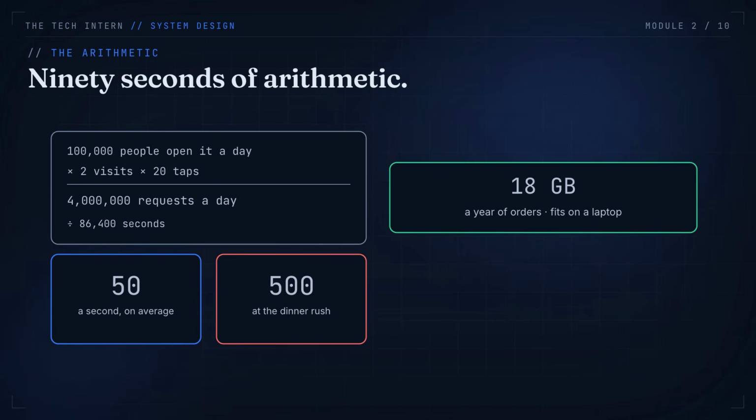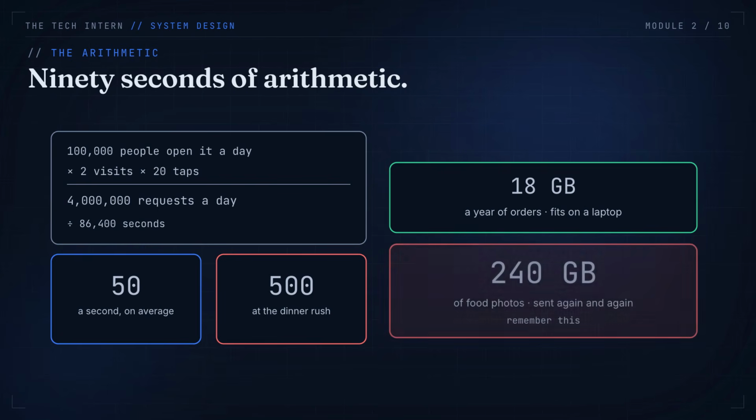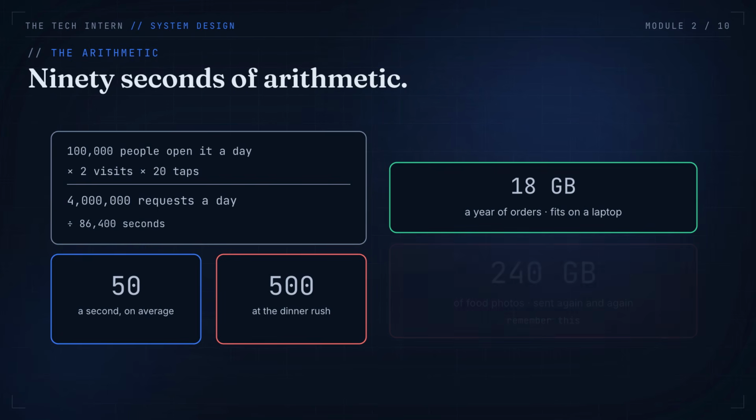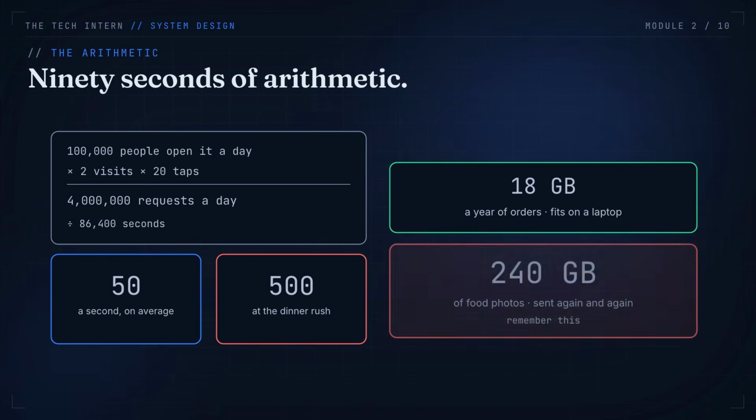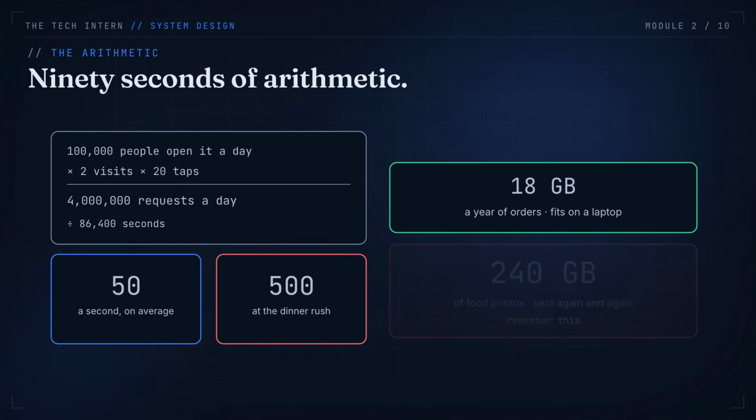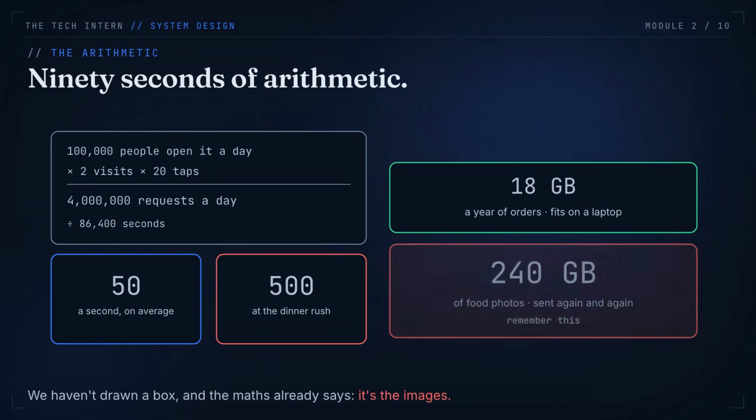Now the restaurant photos. 20,000 restaurants, 30 dishes each, and a photo is around 400 kilobytes, 240 gigabytes. And every one of those has to be delivered to a phone over and over all evening. Look at what that just told us. We haven't drawn a single box yet, and the arithmetic already knows where the pain is going to be. It isn't the orders, it's the images. Hold on to that. It comes back.